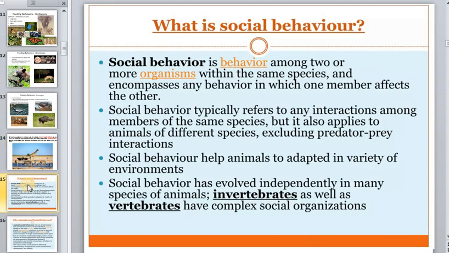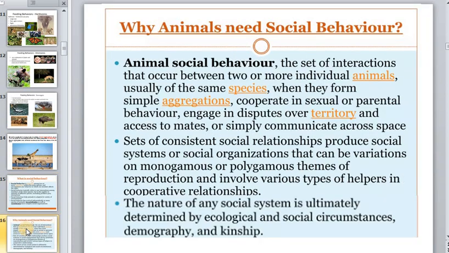So what is social behavior? Social behavior is behavior among two or more organisms within the same species and encompasses any behavior in which one member affects the other. Social behavior typically refers to any interaction among members of the same species, but it also applies to animals of different species, including predator-prey interaction, and social behavior helps animals to adapt in a variety of environments, and social behavior has evolved independently in many species of animals. Invertebrates, as with vertebrates, have complex social organizations, and today we will talk about this.